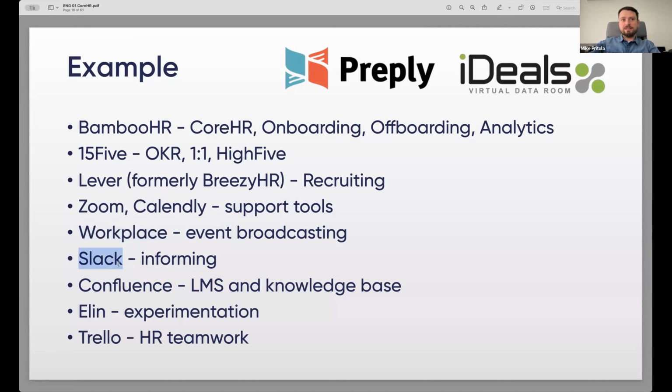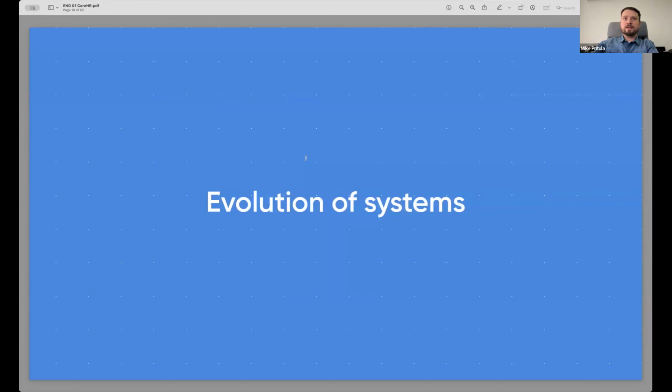Slack as a messaging platform for informing. Confluence we were using for LMS and knowledge base. Ellen was a bot that we experimented with. And Trello for HR teamwork. So this was our HR tech stack.